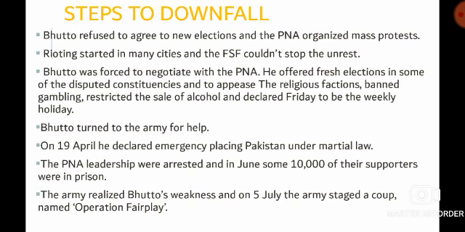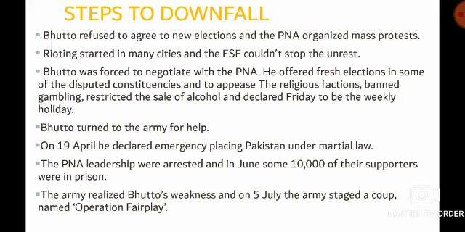So now we will discuss the reasons of the downfall, or the steps to the downfall, of Zulfiqar Bhutto. Bhutto refused to agree to fresh elections, and Pakistan National Alliance organized mass protests against the government. Soon there was rioting in many towns and cities, and Bhutto ordered the federal security force to control the situation, but it remained totally unsuccessful.